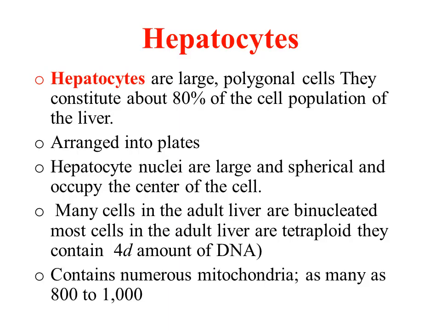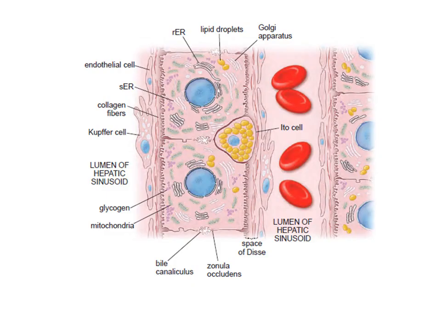They also contain numerous mitochondria, as many as 800 to 1000. Here, these are liver hepatocytes, liver cells. You can see all the cell organelles: rough endoplasmic reticulum, smooth endoplasmic reticulum, mitochondria, Golgi, collagen fibers, and also a macrophage on the side.